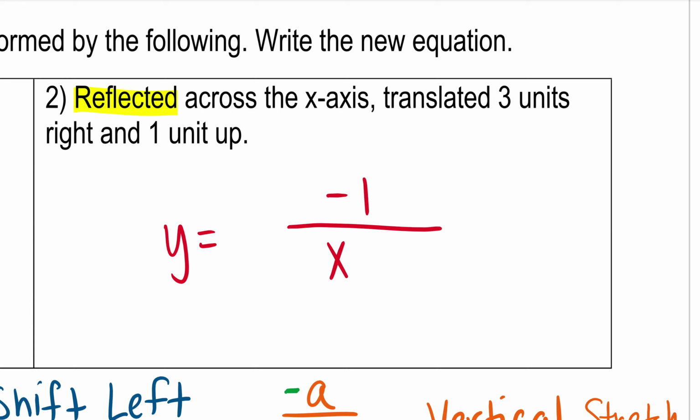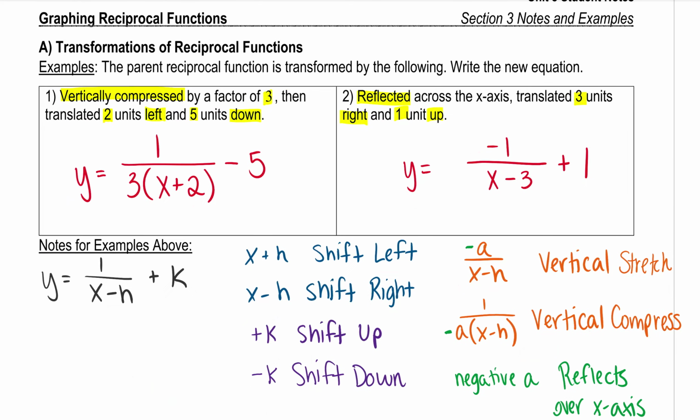Okay, now let's continue. I translate 3 to the right. So if I go right, I would subtract that number. And then last one is I go 1 up. So then on the end, plus 1. And that is my entire answer. So transformations, again, most of it's review. The only biggest change, or I guess the only change, and it's a big one, is just where a goes and how it looks.